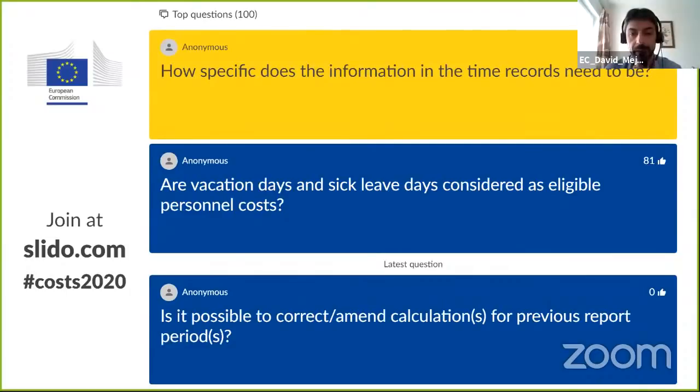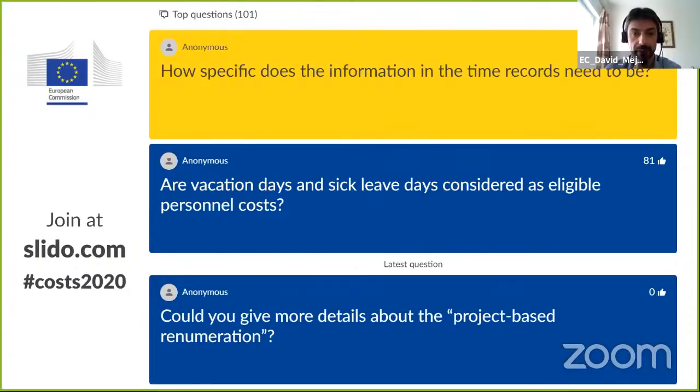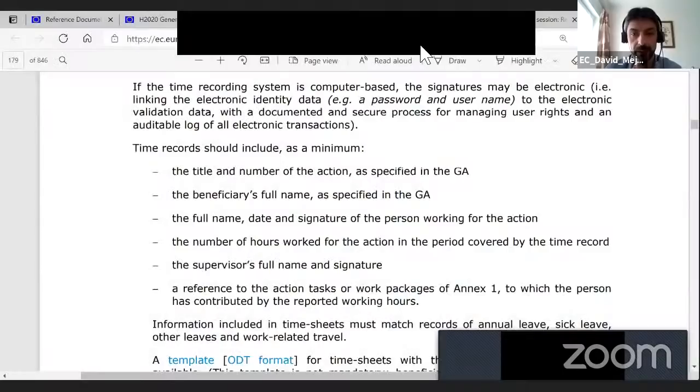Well, perhaps what I can actually do is to go back to the share screen, if you don't mind, for another second. It's the same section in the annotated model grant agreement, and you see here what the time records should include. If you already have your own time records, you don't need to move to our suggested template, which is for those who have nothing, so to say.